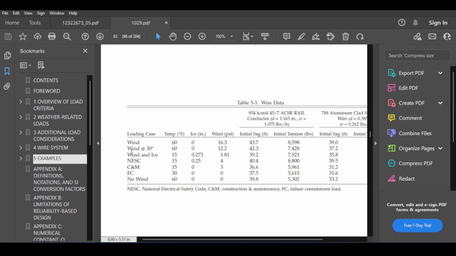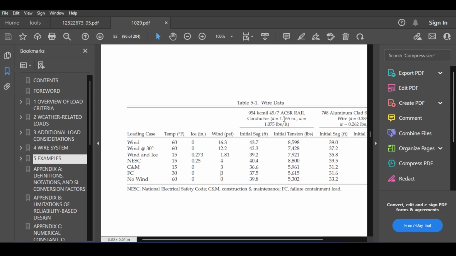Of course, for example, here in ice, you will have less temperature. And of course, what is this? You can see that those are the requirements here. The NESC is the National Electrical Safety Code. This is a local requirement in America, which might not be applicable for you. CNM is construction and maintenance. And finally, FC, which is the failure containment load. Like if a catastrophe happens, how will you contain that failure? Now, strangely, he doesn't assume a wind load, but still, okay, fine. This is what the code does.